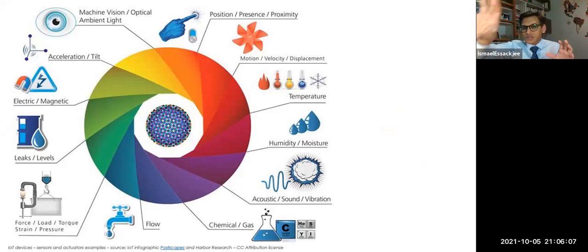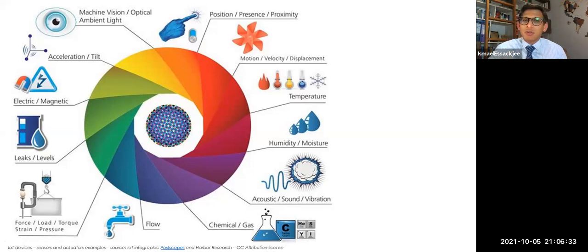So we have sensors that we can see to detect motion, velocity, displacement, temperature, moisture, humidity, acoustic, sound, vibration, everything. Chemical, gas. We even have one, I think, for odor as well. I don't know how it works. For taste as well. Force, strain, load, leaks, level, electromagnetic, lots and lots. I think we have over thousands of sensors around.